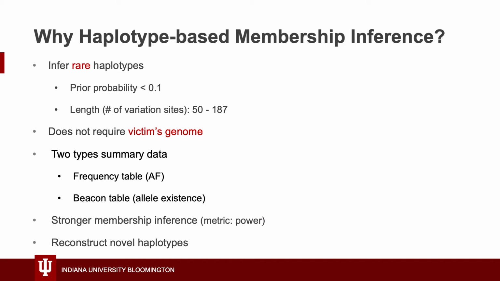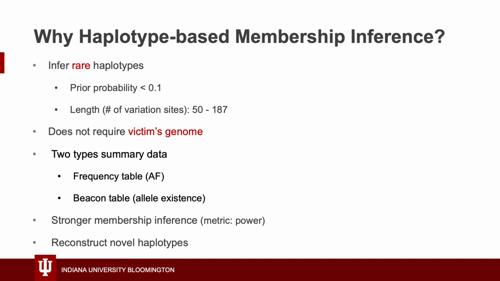We consider our research significant because, first, we could infer haplotypes that are rare enough to identify a single individual from the private database. The haplotypes could have a very low prior probability and contain a very large number of variation sites. In addition, our method does not require the victim's genome, which is always required by previous membership inference methods. And we consider two types of summary data, either allele frequency or allele existence.